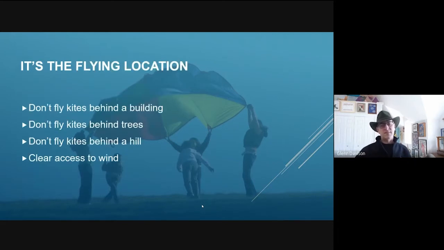Another thing is that it's the flying location. So don't fly kites behind a building. Don't fly kites surrounded by trees. Don't fly kites behind a hill. What I'm saying in general is that you need clear access to the wind in order to get the kite to fly well. So sometimes it's not the kite, it's the flying location.